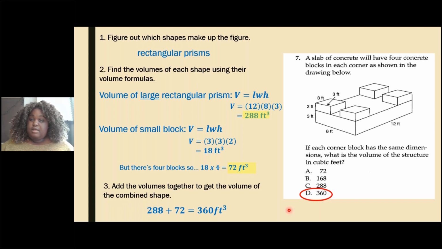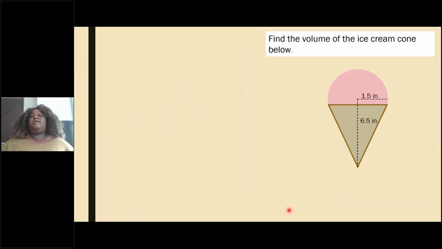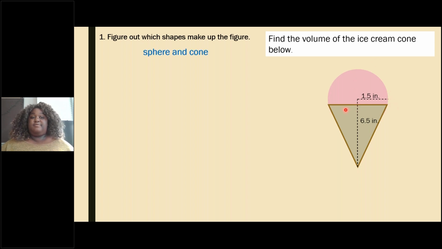So let's move on. So now we want to find the volume of the ice cream cone shown below. So first step is always the same. Let's figure out what shapes make it up. So we have a cone, even though you can't see the circular base of the cone, it's a cone. And then we also have a sphere. So then we find the volumes of each of those shapes.